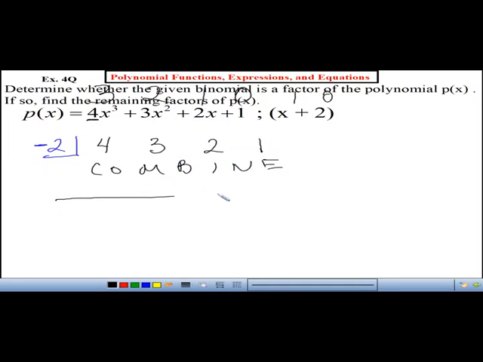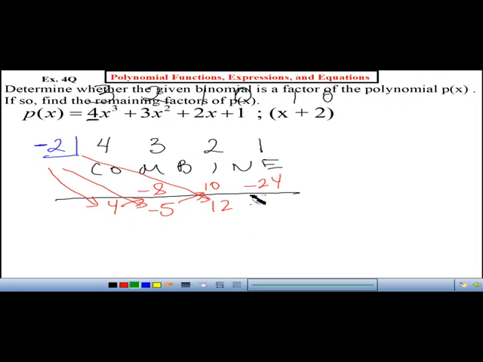Leave a space. All right. So let me bring this down. 4. And let's start our process. -2 times 4, that's -8. Combine, that leaves us with -5. -2 times -5, that's +10. Combine, that is 12. -2 times 12, that's -24. Combine, that's -23, Michael Jordan. That's our remainder.